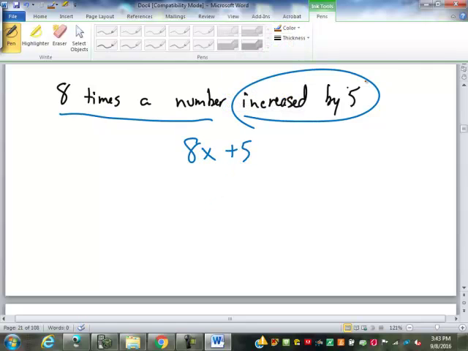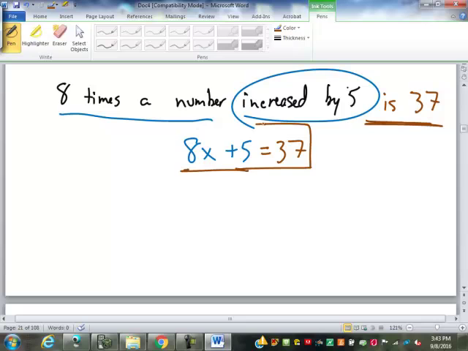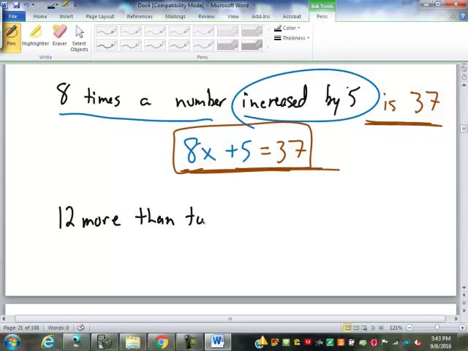Well, what if I add a little statement to this? Is 37. How does that change what we're doing here? It doesn't change this part at all. It just means we have equals 37. So it's now an equation instead of just an expression. In just a minute, we're going to look and see that there's stuff we can do with that now. So we might have 12 more than twice a number is 24.